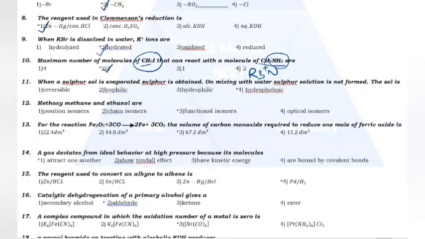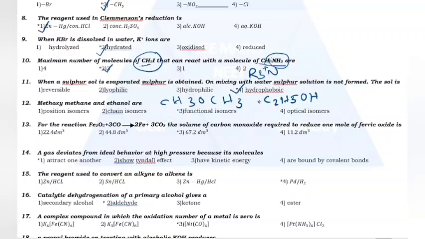Next, methoxymethane and ethanol are. Methoxymethane CH3OCH3 and then ethyl alcohol C2H5OH. If we observe these two compounds, they have the same molecular formula but they differ in the functional group, and hence we can say that they are functional isomers.